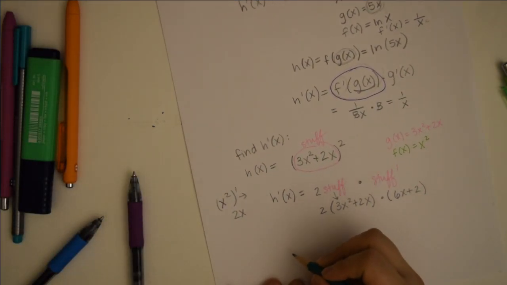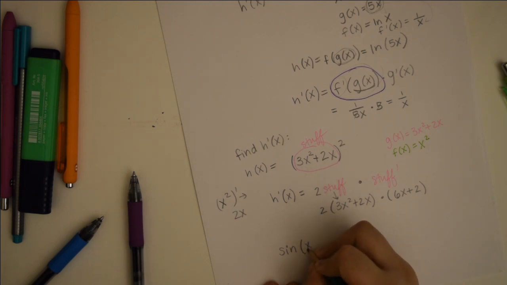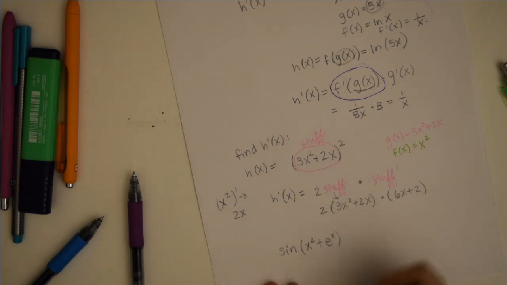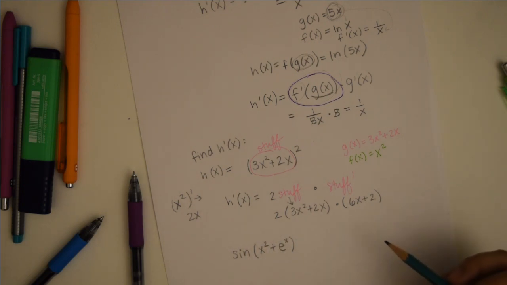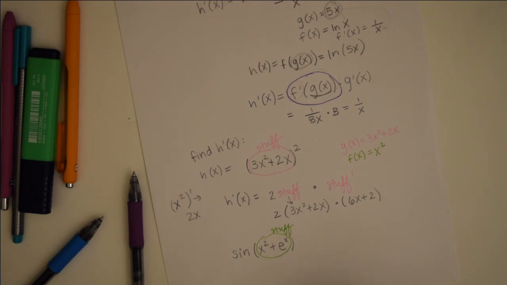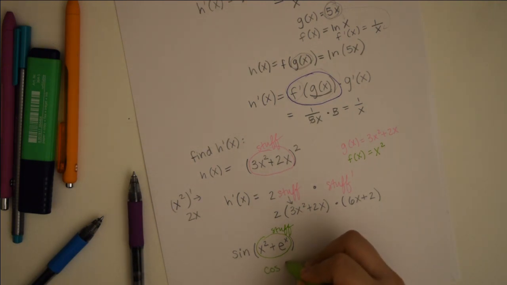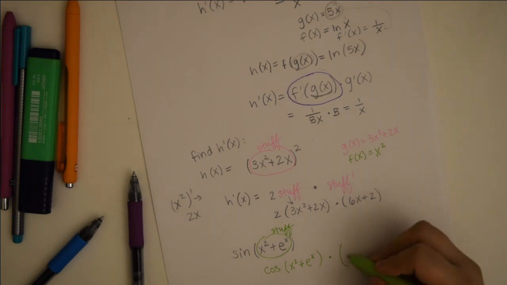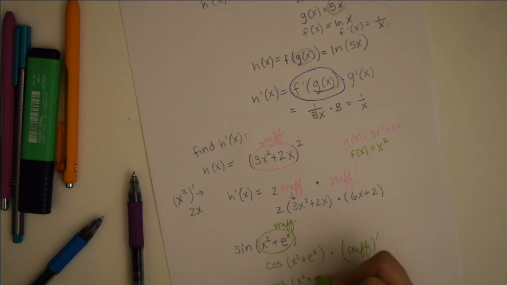Just another good example of it would be like sine of x squared plus e to the x, okay? This is chain rule because you already know the derivative of sine x, but this is stuff, right? So we're just going to call this the stuff. So the derivative of sine stuff would be, what's the derivative of sine x? It's cosine x. So it would be cosine of the stuff, but the stuff happens to be x squared plus e to the x. But then you also need to multiply by the derivative of the stuff. So that would be cosine of x squared plus e to the x times 2x plus e to the x.